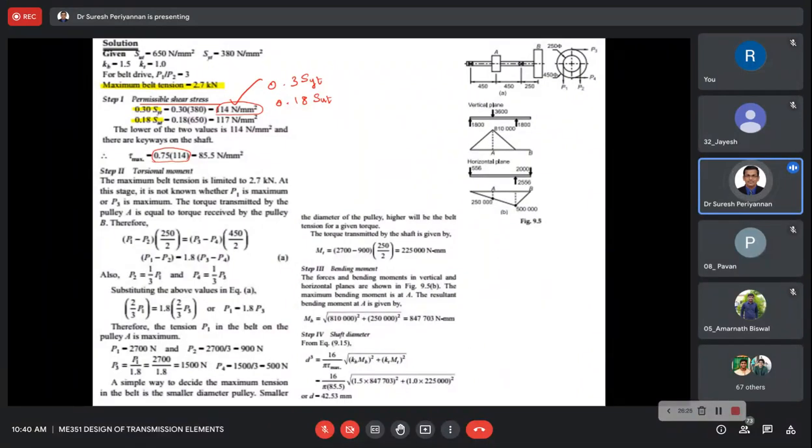Now come to the torsional moment. What is the torsional moment? Both pulleys are subjected to the same torque. P1 minus P2, into the diameter of pulley A, this is the left hand side pulley I am talking about. This is the right hand side of the shaft, here pulley B. Both are subjected to the same torque.